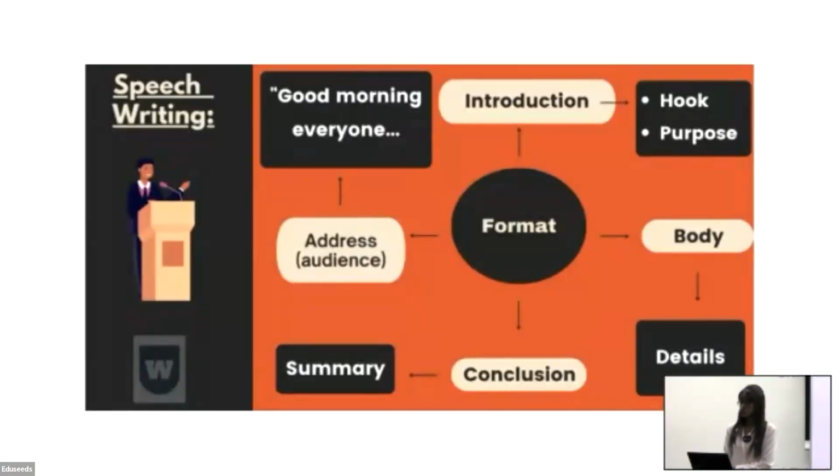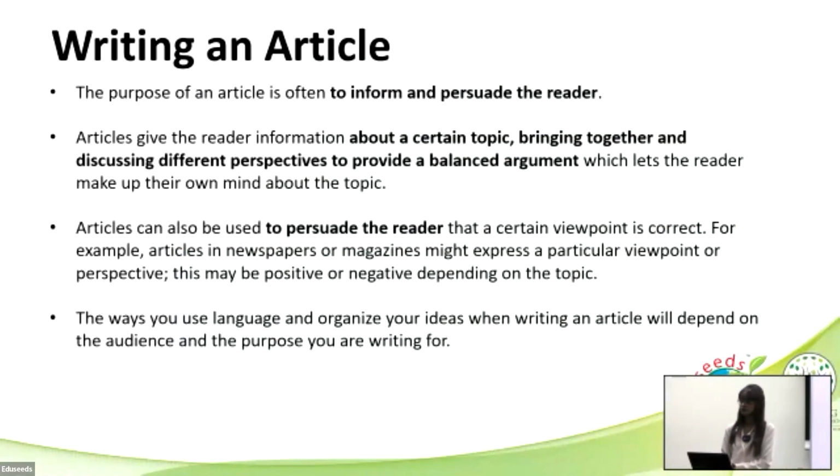All right, moving on to writing an article. So the purpose of you writing an article is often to inform and persuade the reader. An article gives the reader information about a certain topic, bringing together and discussing different perspectives to provide a balanced argument. Articles can also be used to persuade the reader that a certain viewpoint is correct. For example, articles in a newspaper or magazine might express a particular viewpoint or perspective, which could be positive or negative depending on the topic given.